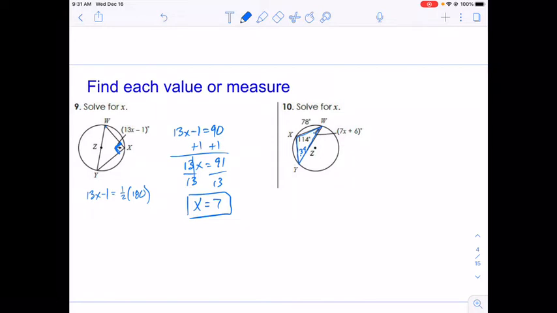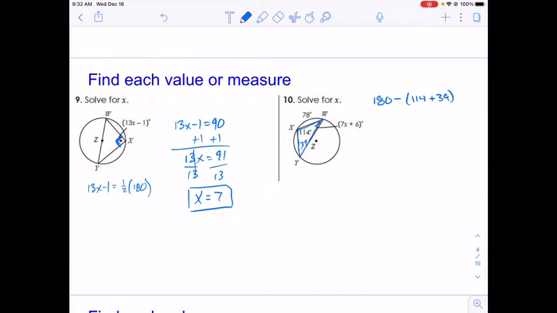So I'm going to say 180 minus the sum of 114 plus 39. So we add these two angles up and then subtract from 180. And that result is going to give us, let's see here. Now we can also do it and add these angles up. So if I do 114 plus 39, that's going to give me 153. Subtract 180 from it. So minus 180. That's going to give me 27. So 27 is this angle measure right here.